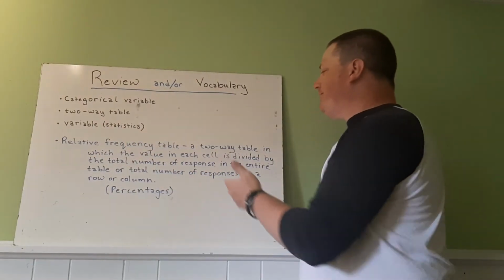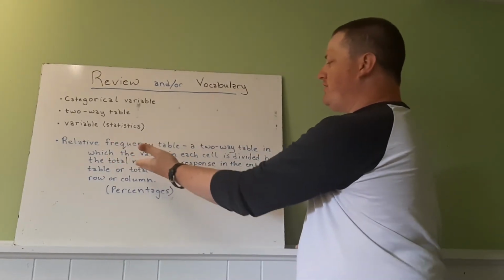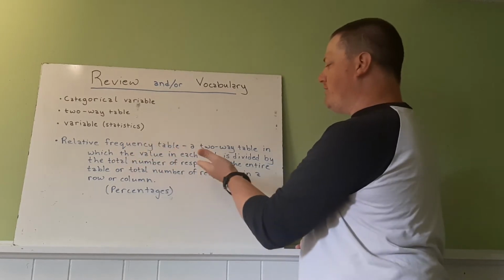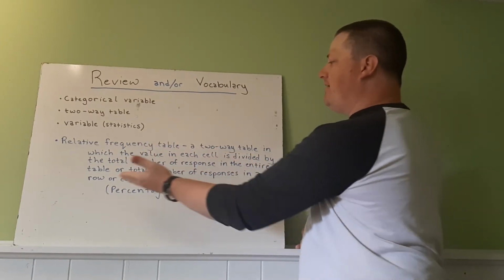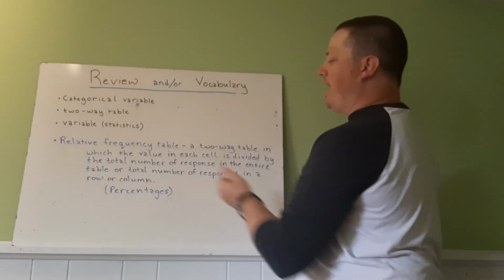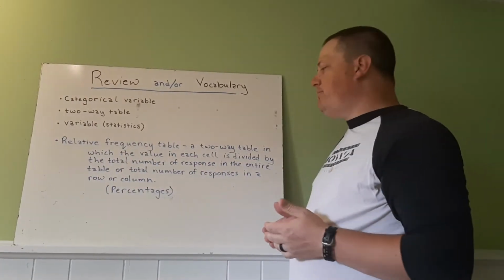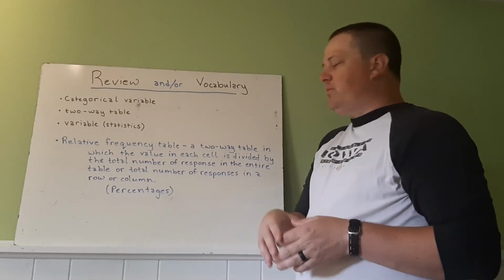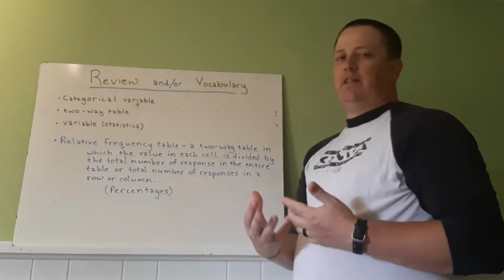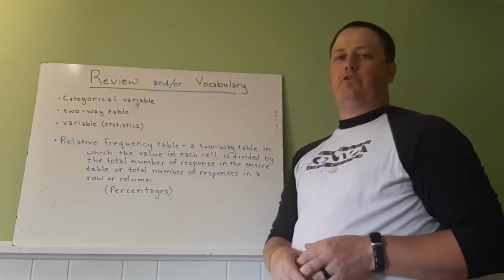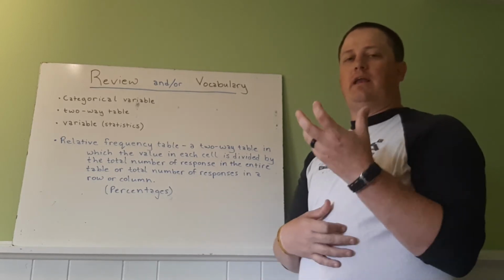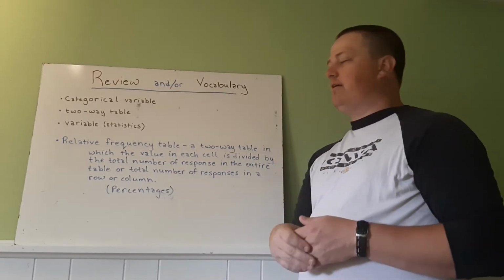Relative frequency table, a two-way table in which the value in each cell is divided by the total number of responses in the entire table or total number of responses in a row or column. A lot of times when you do this, you'll get a decimal, but many times we turn that into a percentage. So you'll see a lot of these as percentages, but we can also use them as decimals. They will be smaller than 1 because you're taking a smaller number divided by a bigger number.